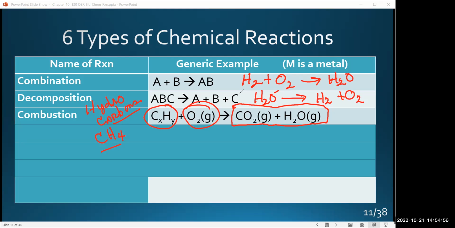Also, we have a systematic approach on how to balance these types of combustion reactions, which we're going to talk about in detail, but I'm going to give it to you now. Step number 1, you balance the carbons first. Step number 2, you balance the hydrogens next. And then finally, you balance the oxygen. Doing that systematic approach, you will get 100% of the time a balanced chemical reaction when it comes to balancing hydrocarbons.